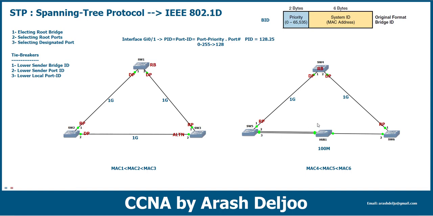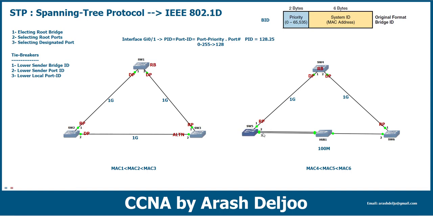The first rule is the lowest cost. The cost of switch 5 to the root bridge is 4 and the cost of switch 6 to the root bridge is 4. Because of that, we can't find the designated port with cost. The next tiebreaker is the lower sender bridge ID. We need to compare the switch 5 bridge ID and the switch 6 bridge ID. Because switch 5 has a lower bridge ID value, now port 2 and port 3 of switch 5 have preference over port 2 of switch 6.